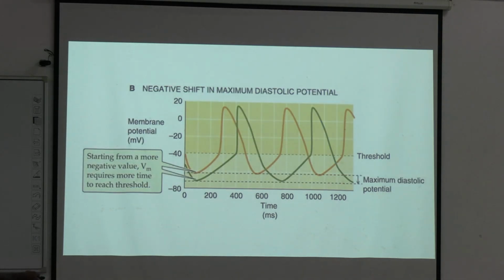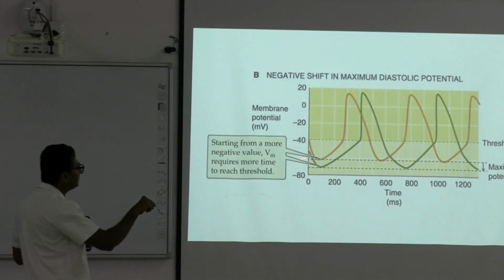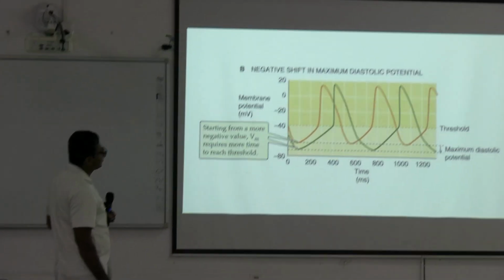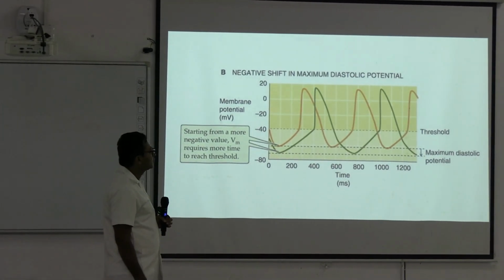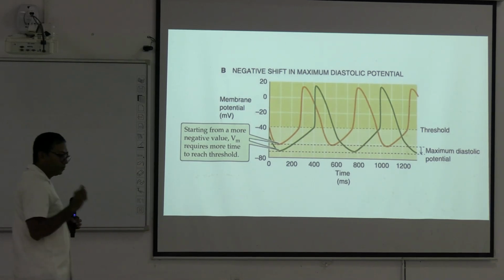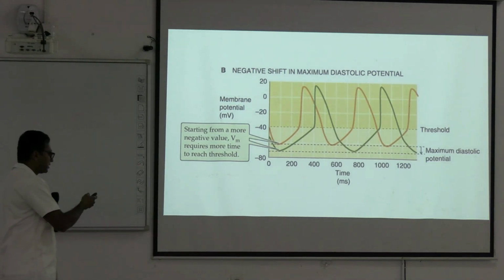Now see another effect. So here what is happening? So you see this shift from this point to this point. Okay, this point was initially minus 60 millivolt, and this point, the maximum diastolic potential, right? Maximum diastolic potential, it has come down from minus 60 millivolt to minus 80 millivolt. Okay. So if you do this again, you can reduce heart rate, right?